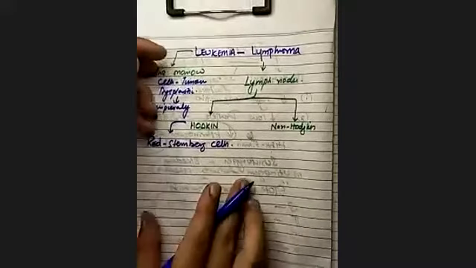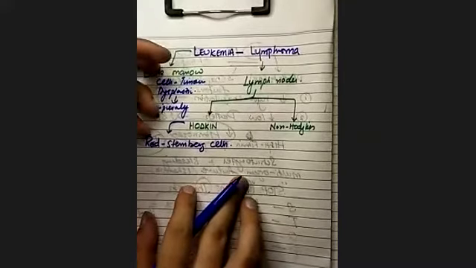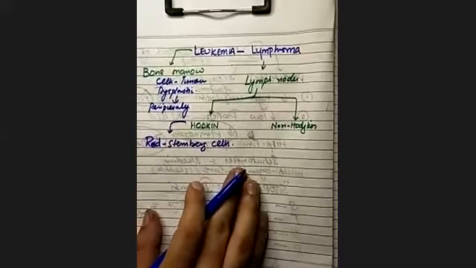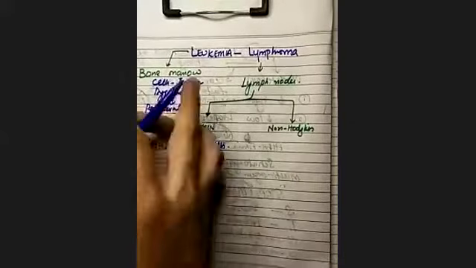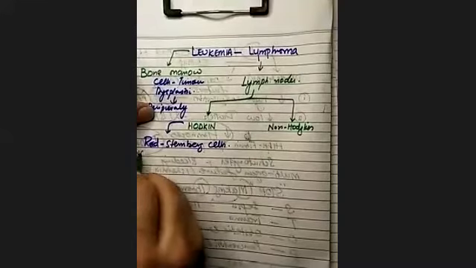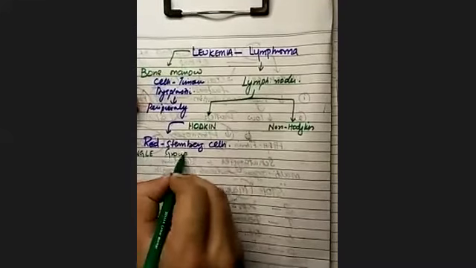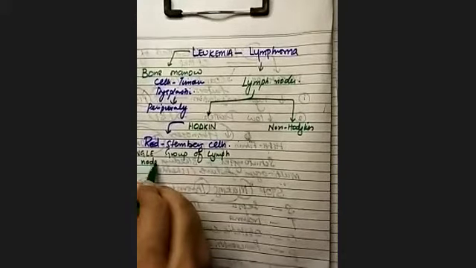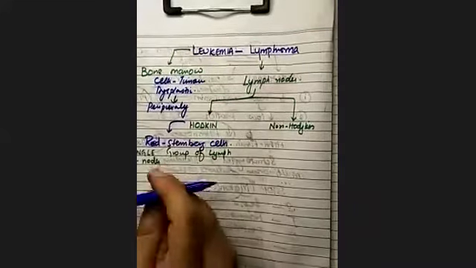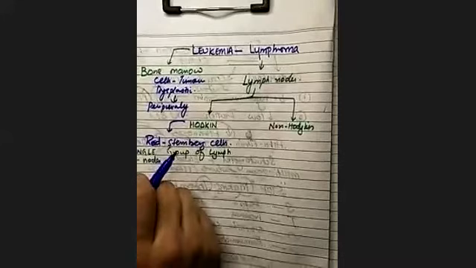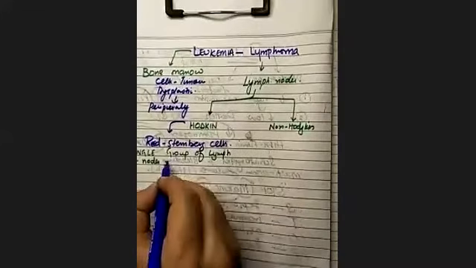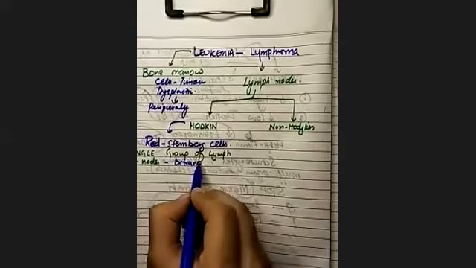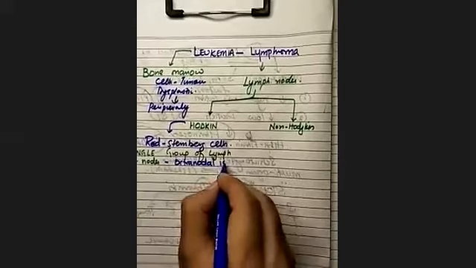However, in non-Hodgkin, you don't have these Reed-Sternberg cells. So Hodgkin's lymphoma are basically in a single group of lymph nodes. Extranodal, meaning outside the lymph node, is very rare.